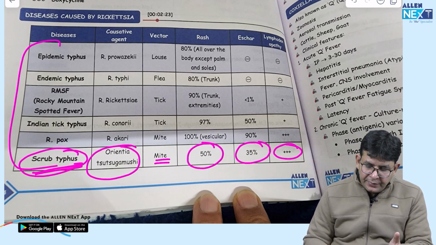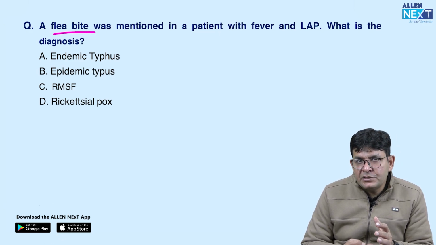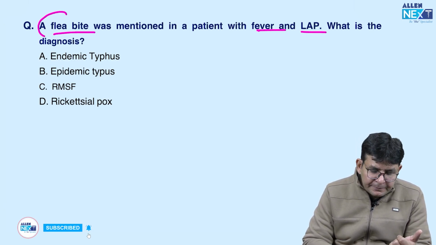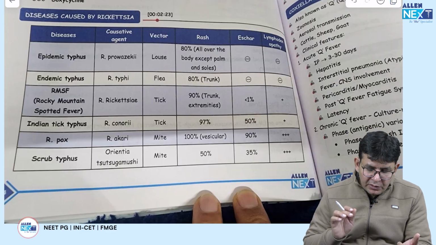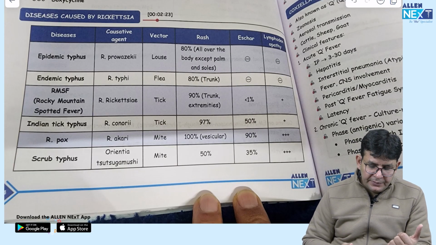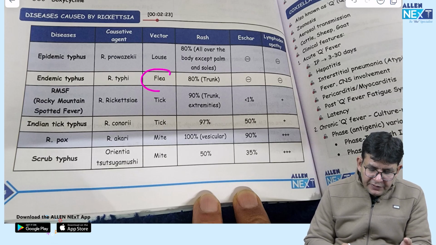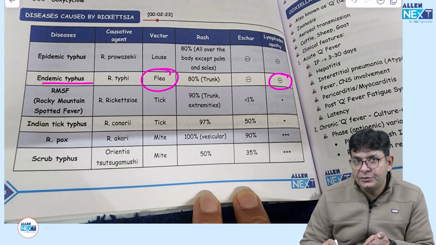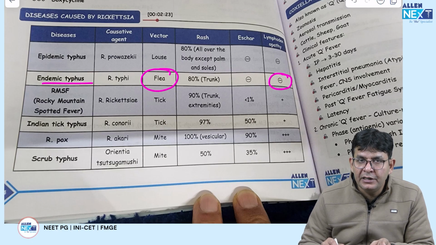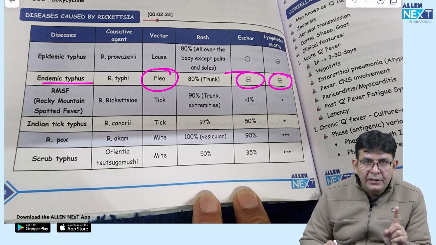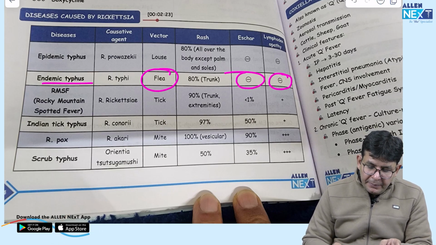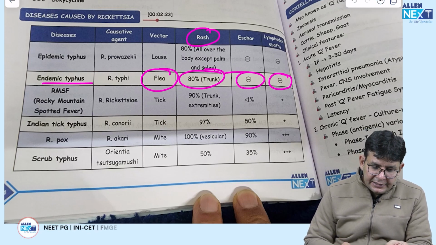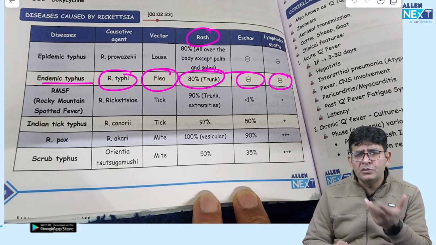Okay, so these are there. Now, they were telling that it was with a flea bite and all; you should tell whether it was there or not, along with the fever and lymphadenopathy. If a flea was mentioned, that is endemic typhus. And how do we come to this conclusion? Again you see this particular table, and in this the flea comes up for endemic typhus only. And remember, lymphadenopathy as such is absent. So again you have to see whether lymphadenopathy is written or not, because eschar is also absent; both are absent in this. But rash is present, and that too over the trunk in the case of endemic typhus.